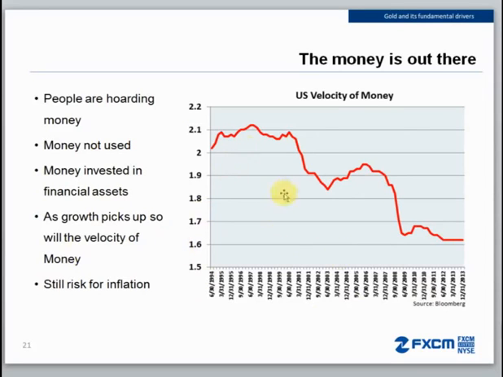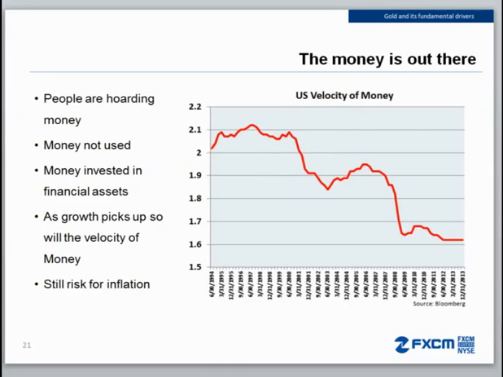Now, what is interesting is this. This is the US velocity of money, and what it is, is a way of showing how many times the monetary base is being exchanged. You can definitely Google this. It's called the velocity of money.